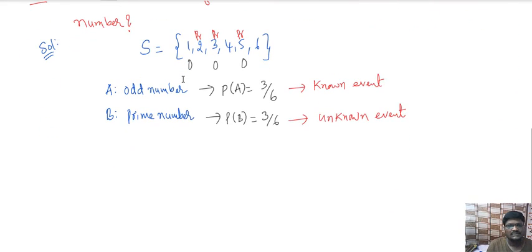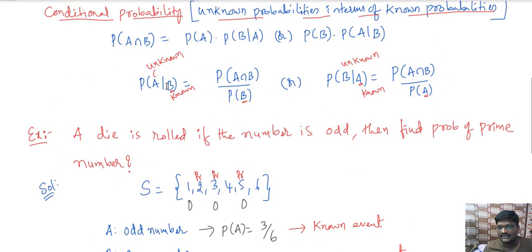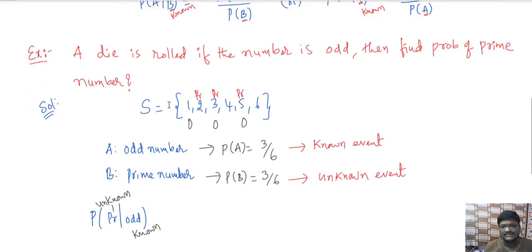Now they asked the probability of prime number given odd number. So if you observe here properly, this prime number is the unknown event and odd number is the known event. In the definition I just gave you, probability of A given B, this is the unknown event, this is the known event. So here we are representing the unknown event in terms of the known event. That is the application of this one.